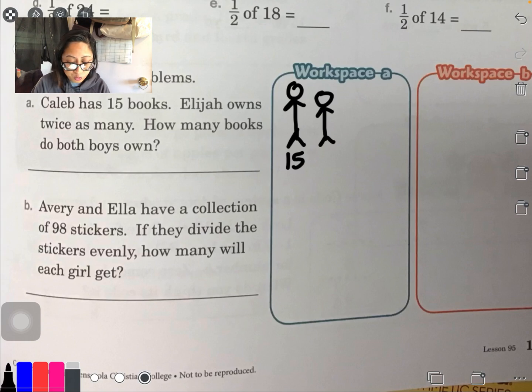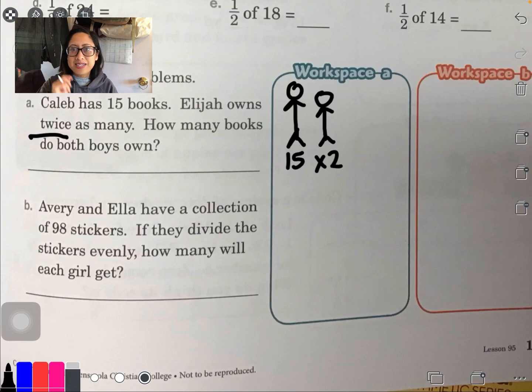Okay, he has twice as many. You see how it says twice? That means I have to multiply by 2. Whenever you see the word twice, that means multiply by 2. So that's 15 times 2. Now, it does not mean that Elijah has 2 books. It just means that he has more books than Caleb. He has twice as many. So I need to multiply it by 2. So on this side, I'm going to do 15 times 2. Go ahead and give that a shot. Pause the video. Do 15 times 2.